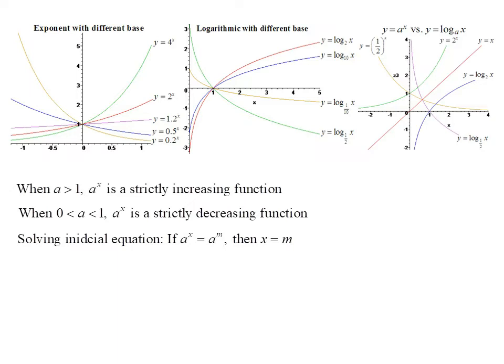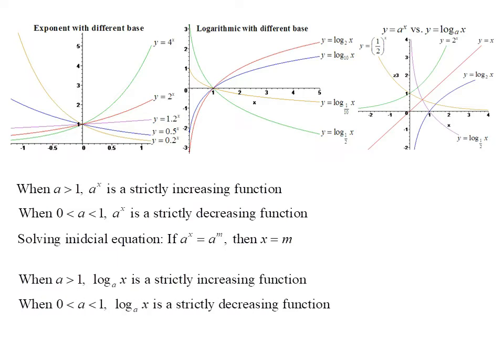The diagram in the middle shows a set of logarithmic curves with different bases. Like the exponential curve, there are two basic shapes for the logarithmic curve, increasing or decreasing. When the base a is greater than 1, the logarithmic curve is an increasing curve. When the base a is between 0 and 1, the logarithmic curve is a decreasing curve. As explained earlier, the exponential equation a to the x equals b is equivalent to x equals logarithm base a of b.